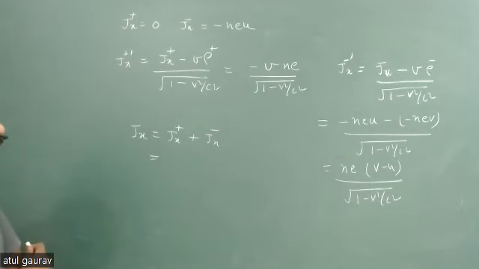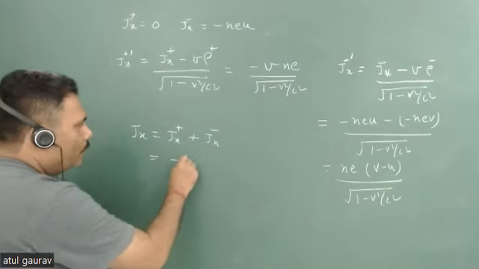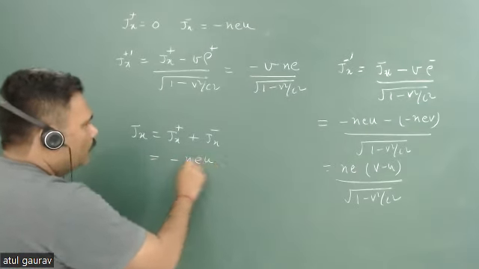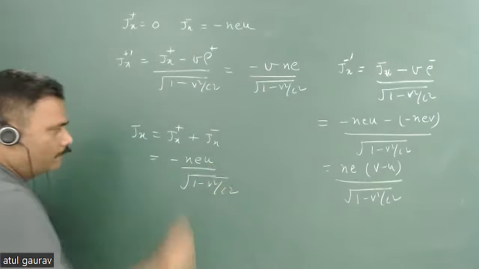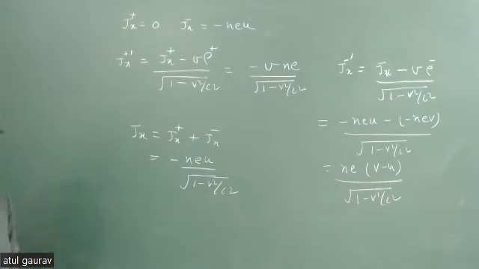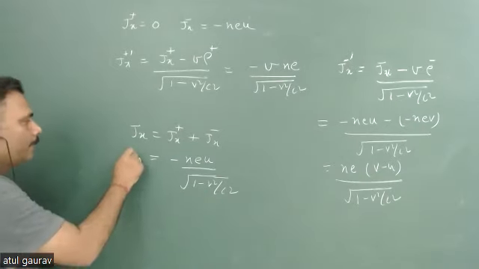Yes, the NEV term, that part is cancelling out, and what do you get? Minus NEU, and you have 1 minus v square upon c square, isn't it? So this will be your combined current.